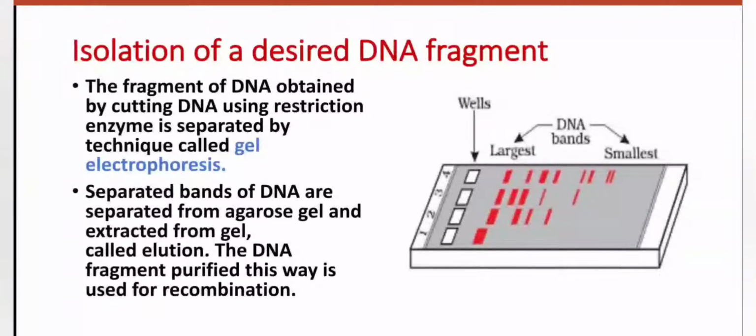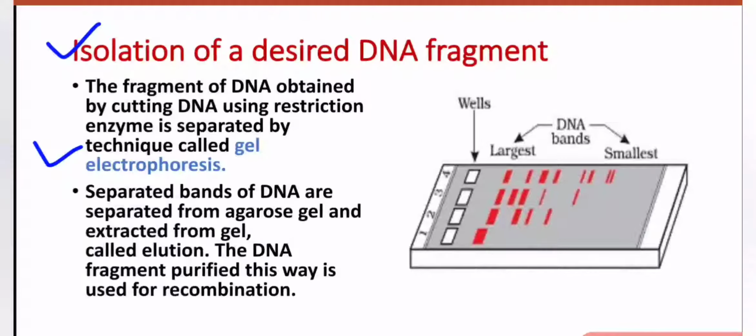Now next step is the isolation of the desired DNA fragment. आपने एक बार सेल से DNA आइसोलेट कर लिया, उसके बाद उसे रिस्ट्रिक्शन एंजाइम से ट्रीट करवाया, फ्रेगमेंट्स बने, बट सारे फ्रेगमेंट्स आपको नहीं चाहिए. तो व्हाट यू हैव टू डू, यू हैव टू सेलेक्ट द डिजायर्ड फ्रेगमेंट. वो कैसे सेलेक्ट करेंगे? बाय रनिंग दिस फ्रेगमेंटेड DNA on the gel electrophoretic apparatus.